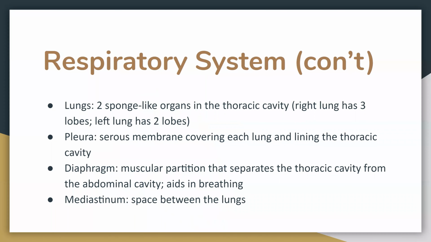Now we have two lungs. These are sponge-like organs in the thoracic cavity. You have the right lung that has 3 lobes and the left lung has 2 lobes. Then you have the pleura. These are serous membranes covering each of the lungs and lining the thoracic cavity. The diaphragm is the muscular partition that separates the thoracic cavity from the abdominal cavity, and it also aids in breathing. And the mediastinum is the space between the lungs.